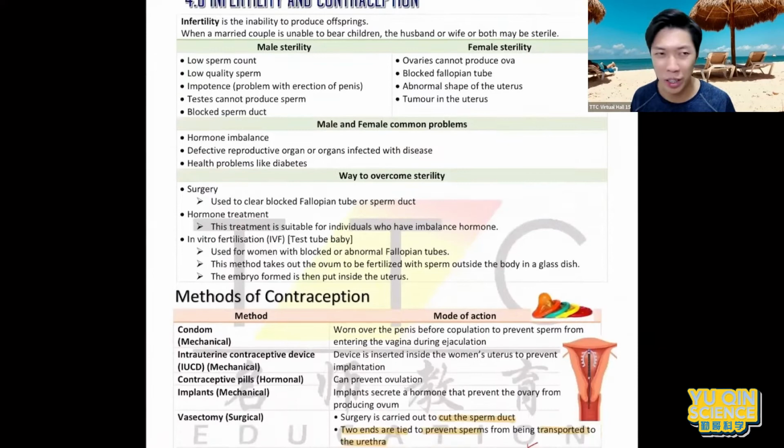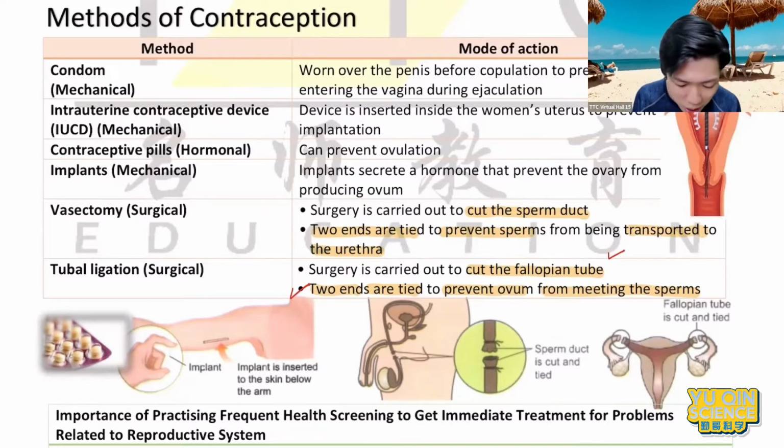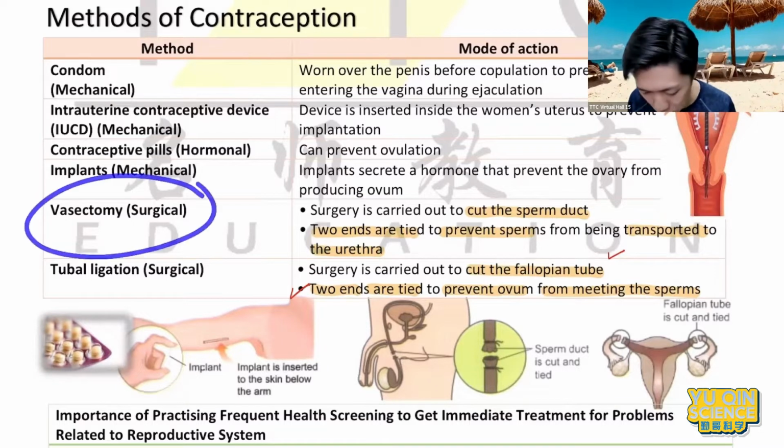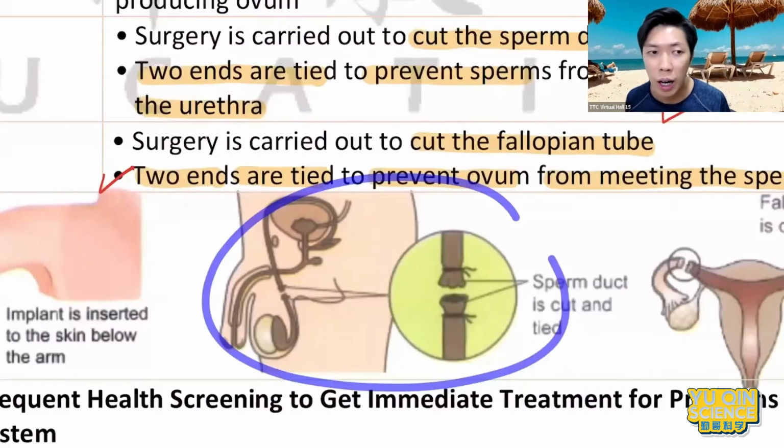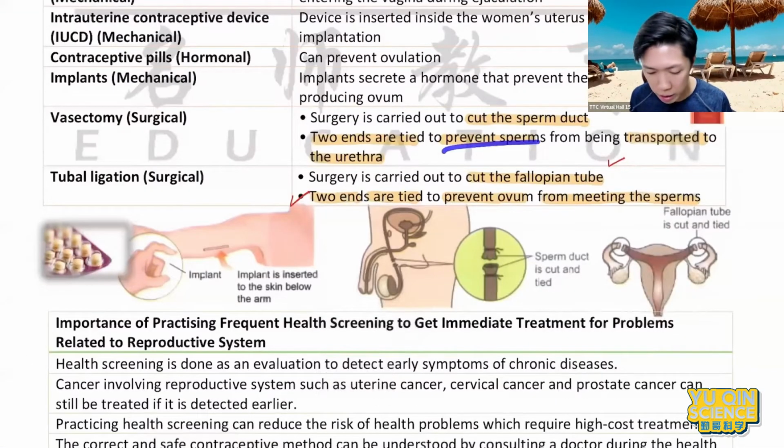Like what do you think? The method that is probably permanent and you don't have to worry about having children anymore. Yes, correct, and you still want to undergo sexual intercourse, like copulation, but you don't want to have children. So quite obvious, everybody. So that will be vasectomy. That's to cut off the sperm duct and tie them together. Okay, yeah. Then there you go.